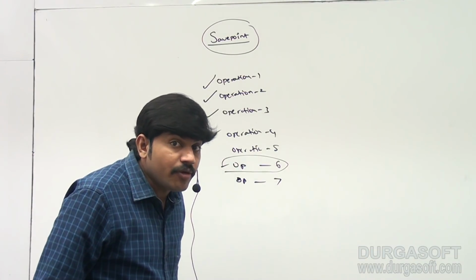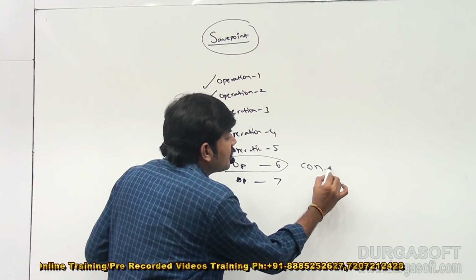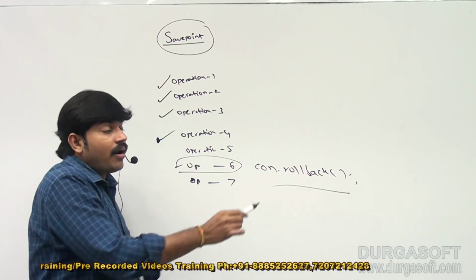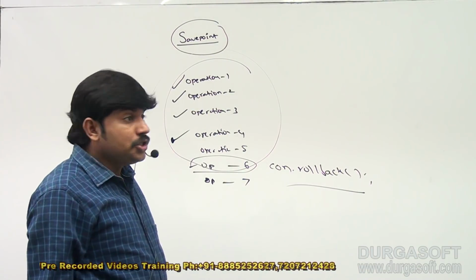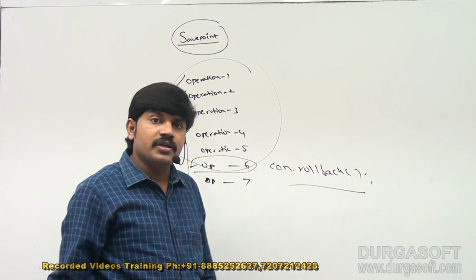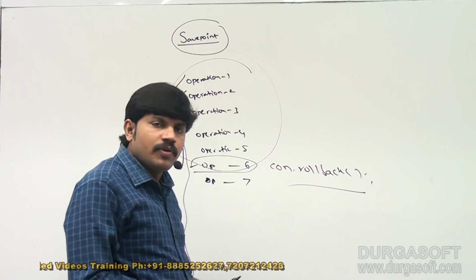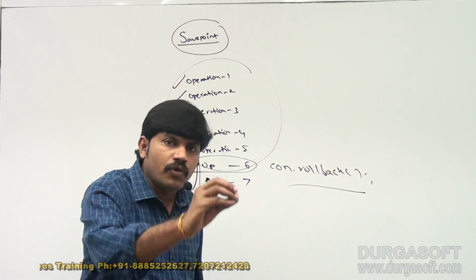If while executing 6 the problem came, then if I use con.rollback, all the operations will be rolled back or not? Yes. Even though these operations executed successfully, if I use con.rollback, all the operations will be rolled back automatically, right? Sir, I don't want it like this.